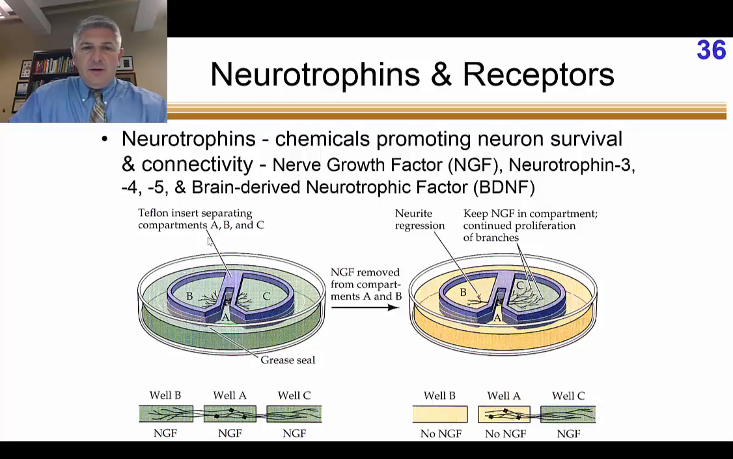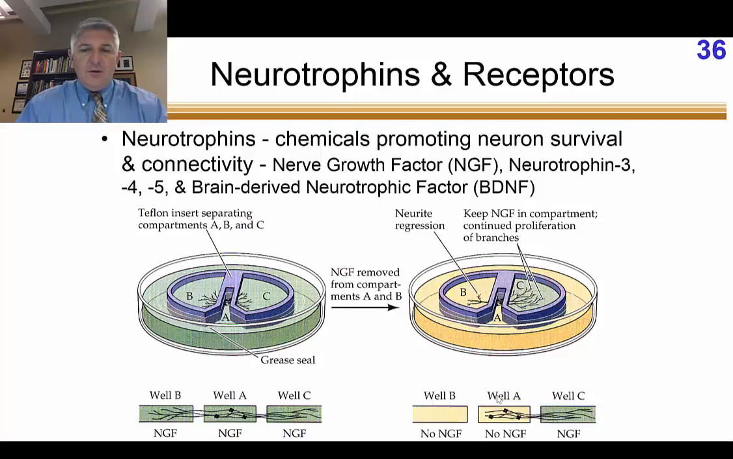Just wanted to reiterate, here we use this Teflon insert to isolate this neuron into chamber B, A, and C with the soma and cell bodies in A. And you can see down here that same sort of thing where you see dendrites out here in B and C and the soma in well A. And there's nerve growth factor in all of these.